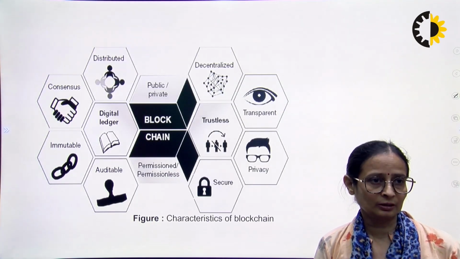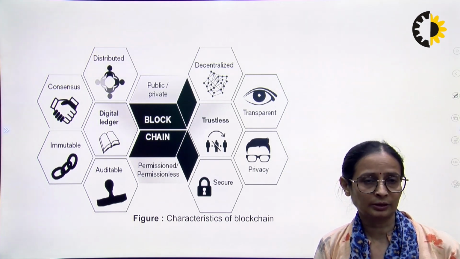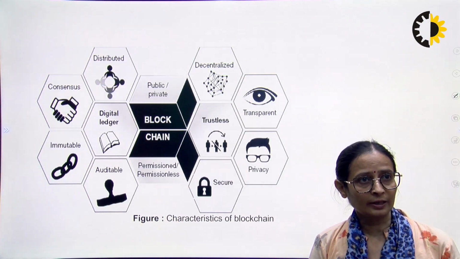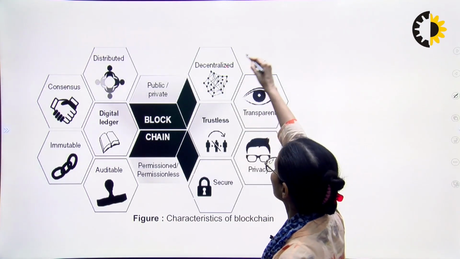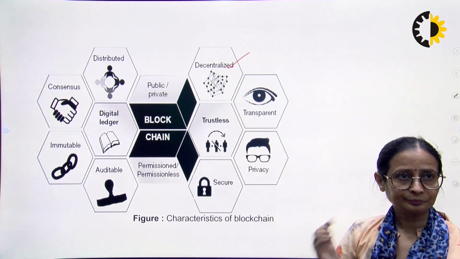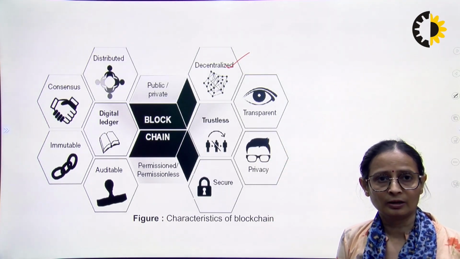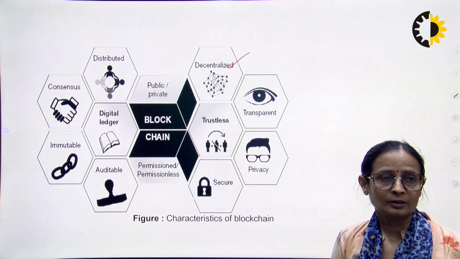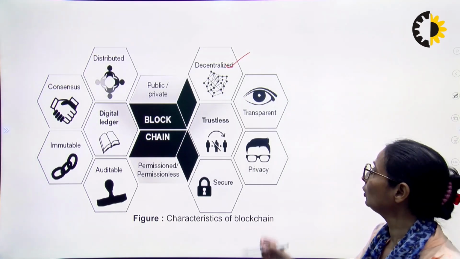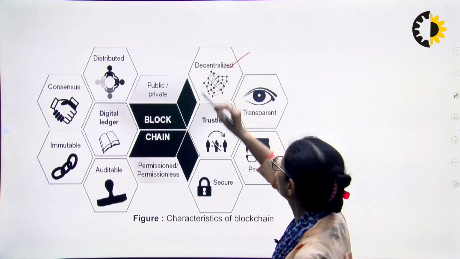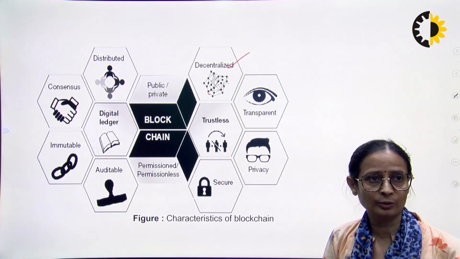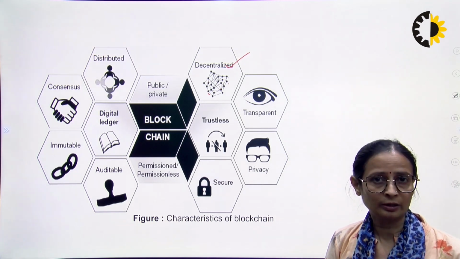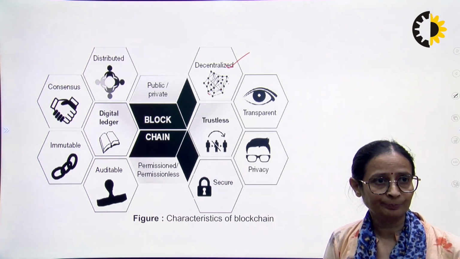This figure discusses the characteristics of blockchain. Blockchain is decentralized in nature. There is no central authority maintaining this network. The ledger which we keep on all these nodes is transparent in nature, that is, all the information which you have stored in the block is visible to all.